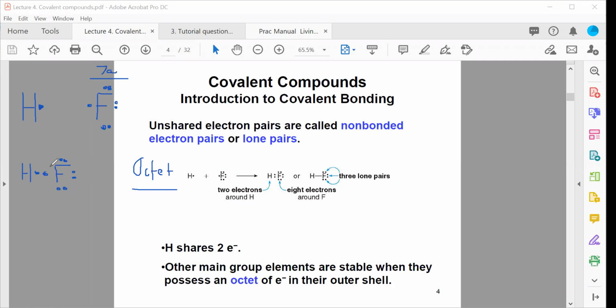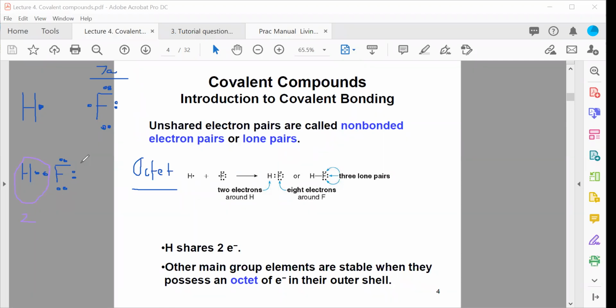All right, now let's look at what's happened. Hydrogen has its desired 2. And let's look at fluorine.